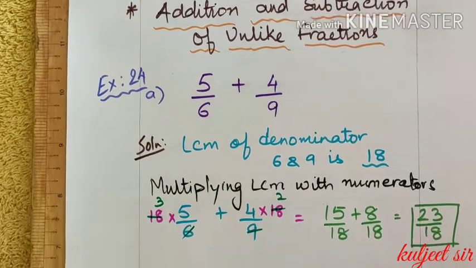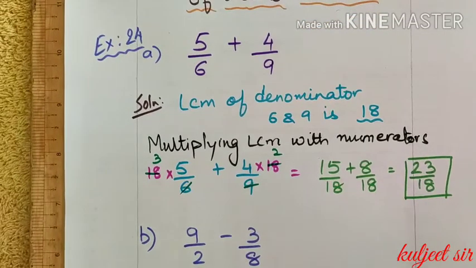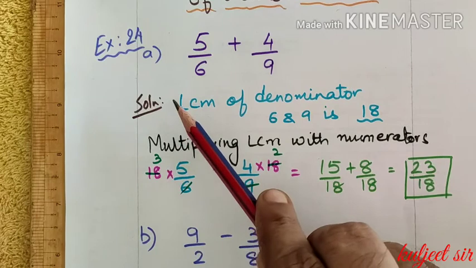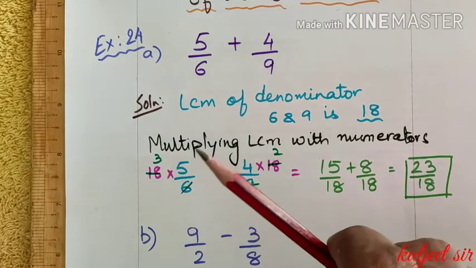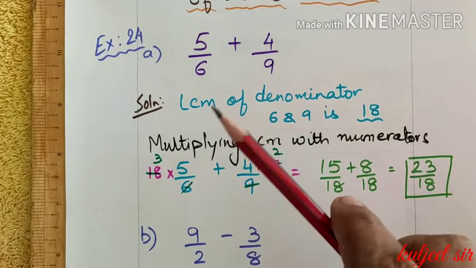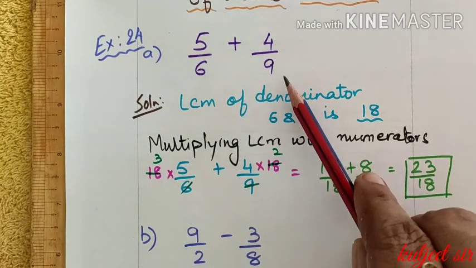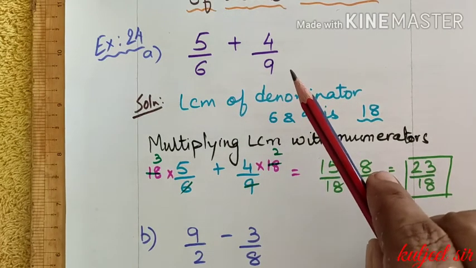So here we will first take the addition part. First we will take example number 24, part A. Add and subtract the following fractions. The first one is 5/6 plus 4/9. Here we have to carry out the addition.